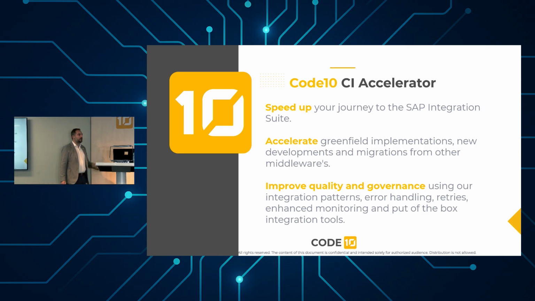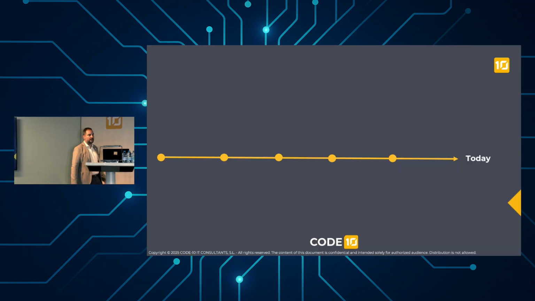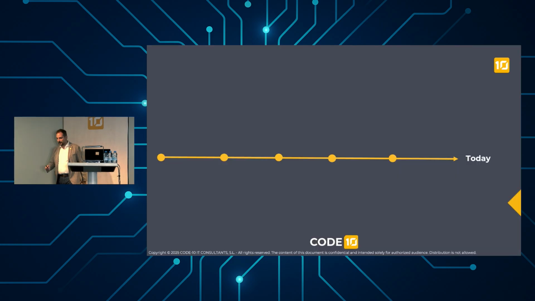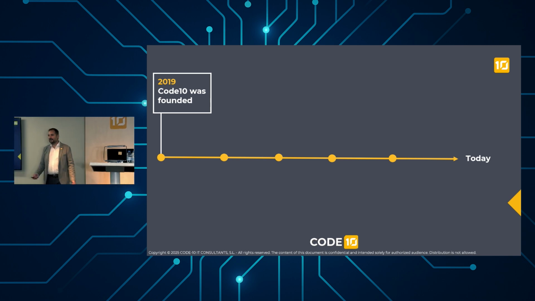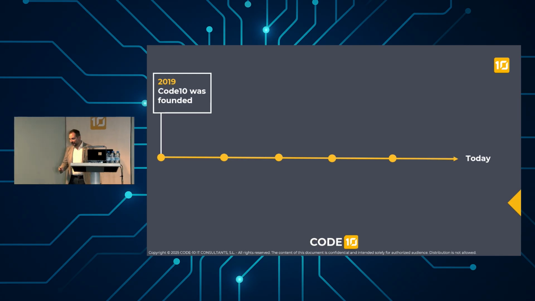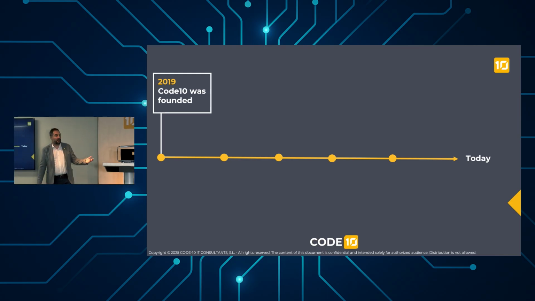If we dig a little bit more into the story of Code10 CI Accelerator, we can see a timeline. In 2019, we opened Code10. And it was not in the garage of my home, just to make it clear. It was less fancy than that. It was just in the living room. When we opened Code10, the first things we were doing were integrations and app development, but my part was the integration.